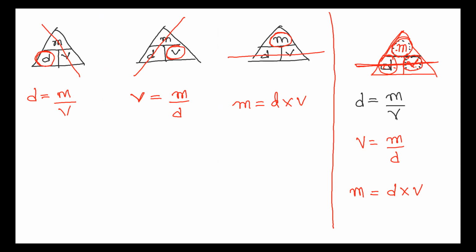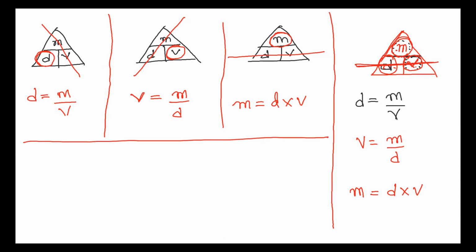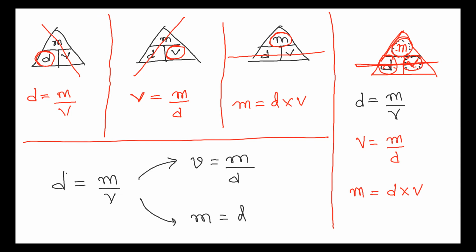This is the way you can do this. And if you don't want to remember this, the best way is just to remember this formula. Density is equal to mass by volume, and from here you can easily manipulate it. If I want to write V, mass will remain as it is and density will come down, and if I want to write M, this will become density into volume. This is the only thing you have to remember.